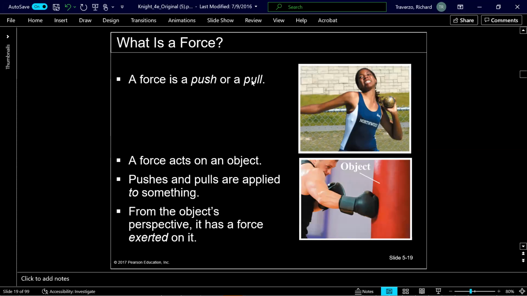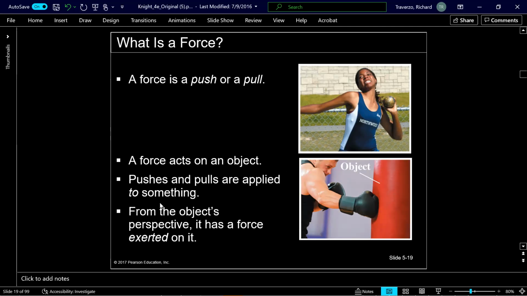Force is a push or a pull, right? It's something that you feel physiologically. Your nerves sense some sort of change because there's always electric current going through them. Force acts on an object.